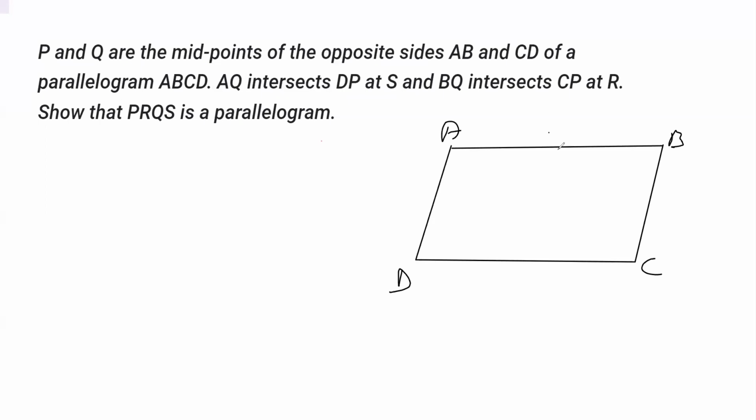P is the midpoint of side AB and Q is the midpoint of side CD, right? And then AQ is joined, so let's join AQ. And we have to join this.